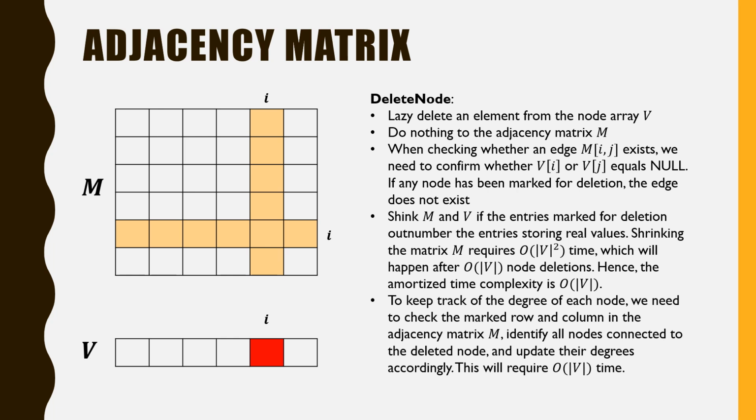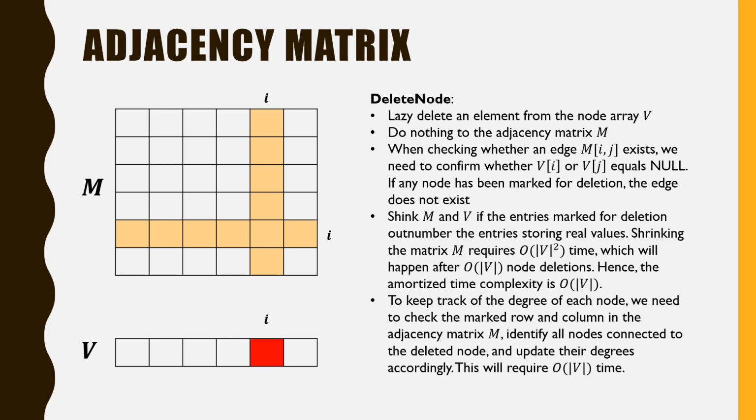Note that if the null entries in V outnumber valid entries, we need to shrink both V and M to optimize memory usage. Shrinking M requires O(V²) time, and it occurs after O(V) lazy deletions. As a result, the amortized time complexity for deleting a node is O(V).